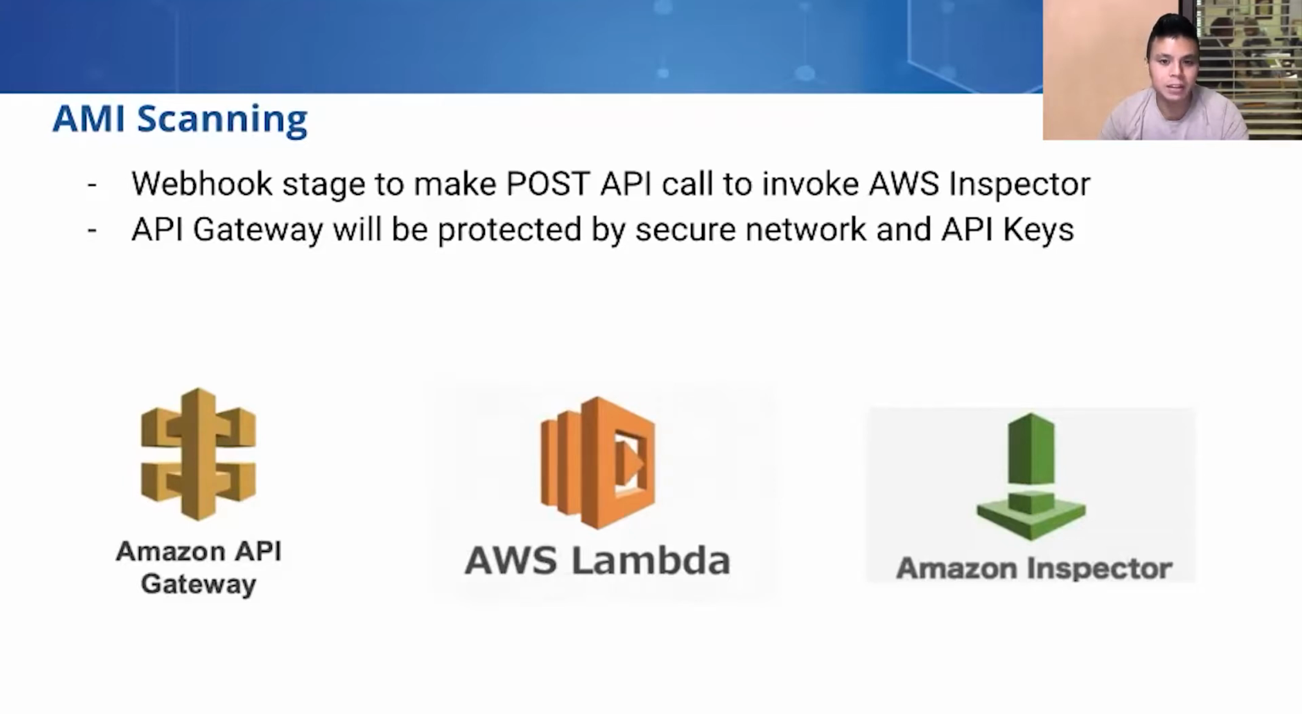AWS Inspector can be configured with rules packages, such as common vulnerabilities and exposures, or those you choose to define for the assessment. It will also be coupled with assessment targets that use the tag golden AMI candidate.